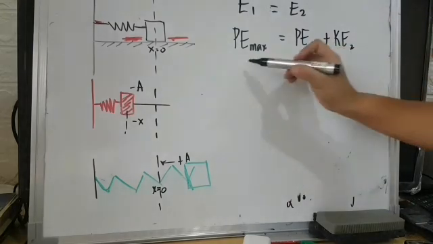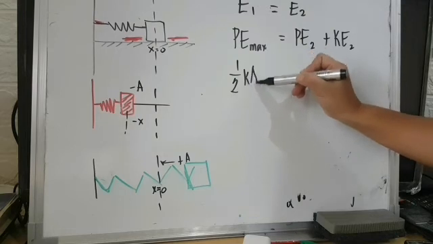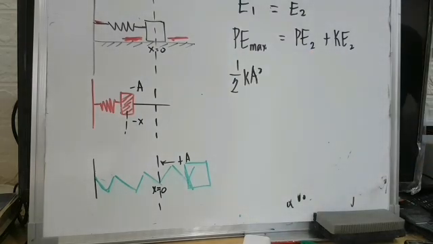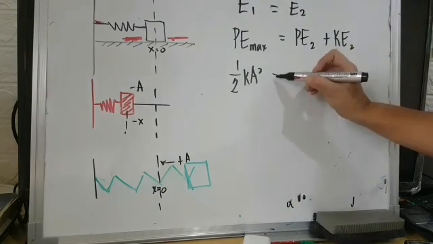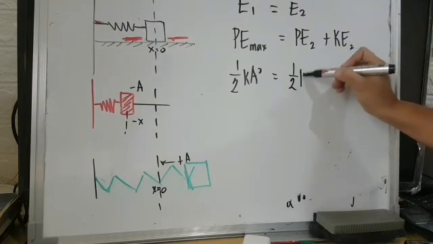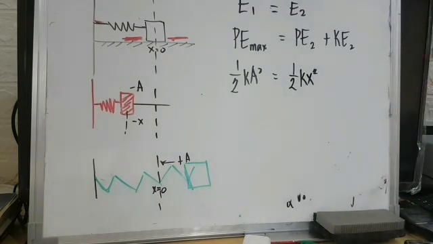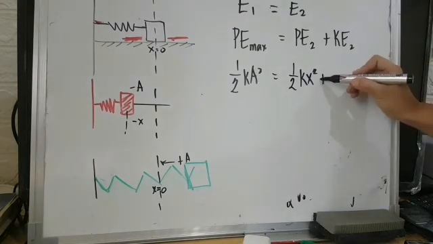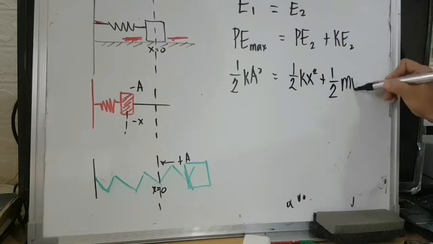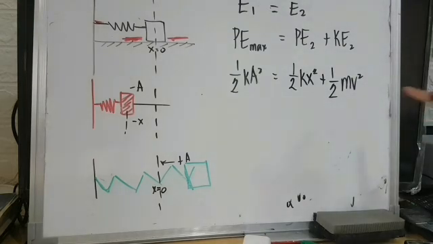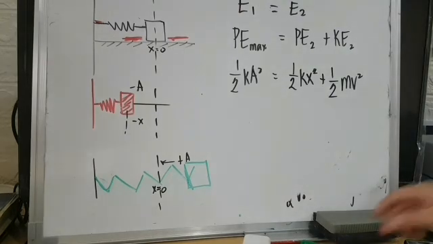Based on our derivation, we have 1/2 kA squared as our maximum potential energy. That is equal to 1/2 kx squared, that is the potential energy at x, or any position x, except x equals 0 and x equals A or negative A. Then plus kinetic energy, 1/2 mv squared. Okay, we are going to derive an equation for velocity v.